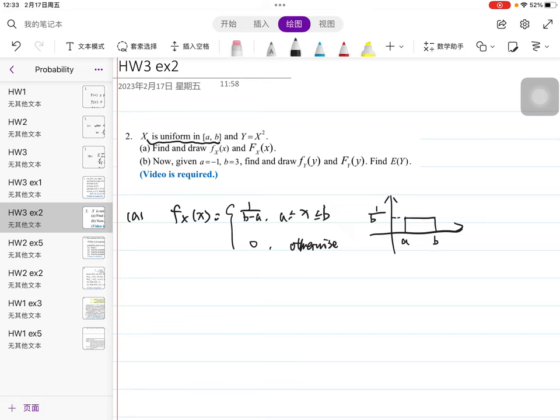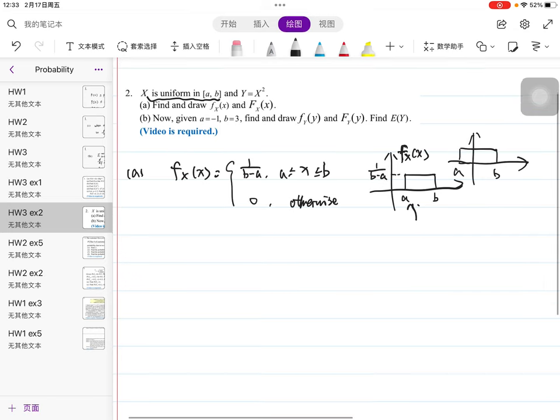1 over b minus a. And here a might be negative, and this is just one situation. So if a is negative, we could draw like this. They are the same, right? Same figure. So I just draw one figure here.